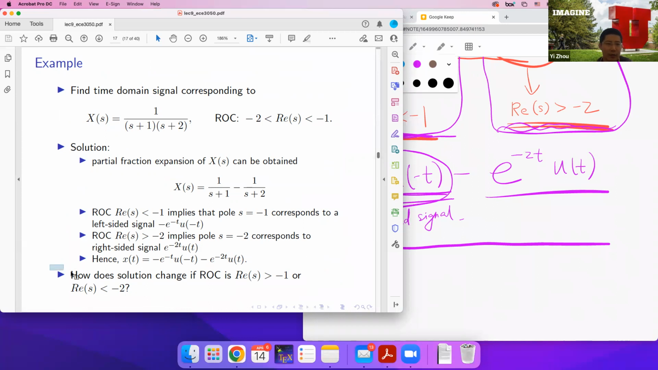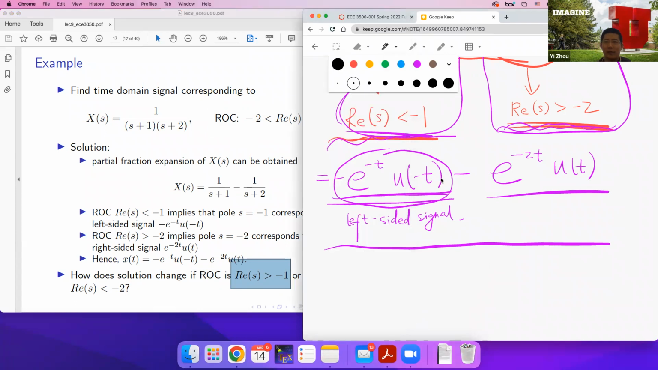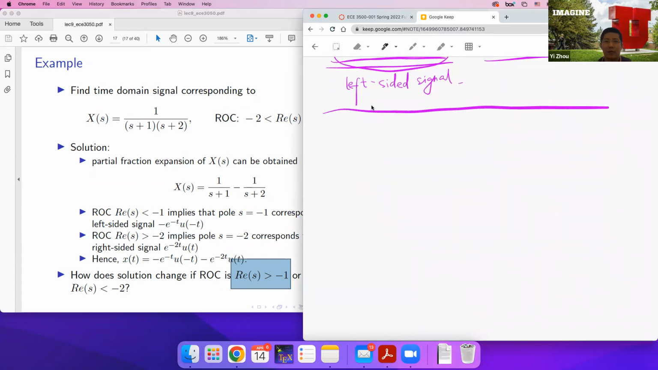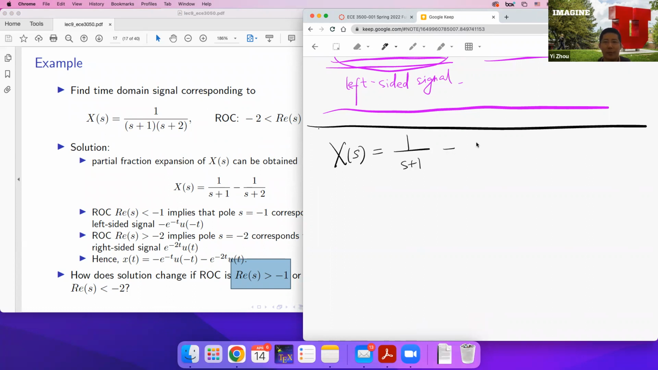Let's look at this additional question. How does the solution change if the given ROC is to the right of negative one or to the left of negative two? So instead of giving a vertical strip, we are now looking at these two different cases. Let's take a look at these two cases. We know that X(s) is 1 over s plus 1 minus 1 over s plus 2.